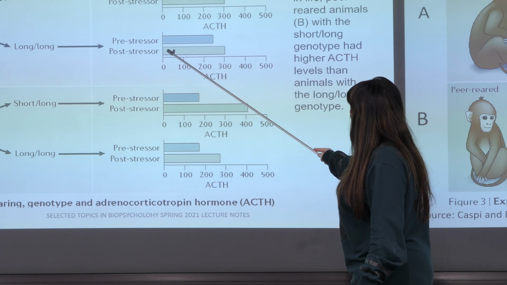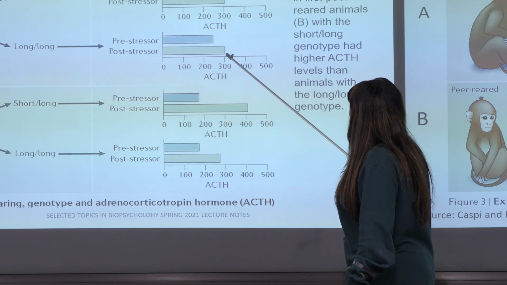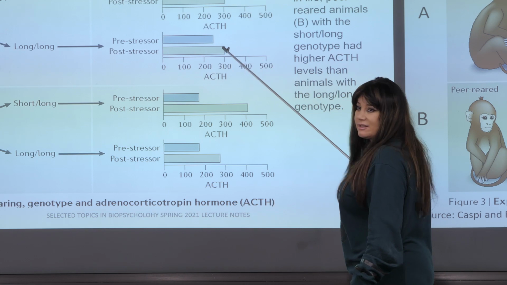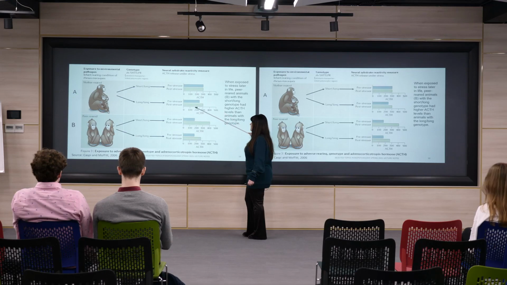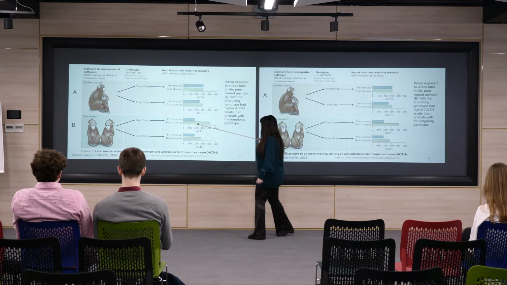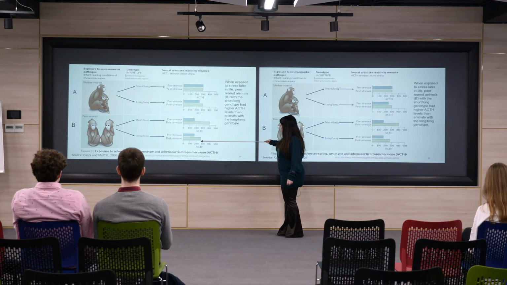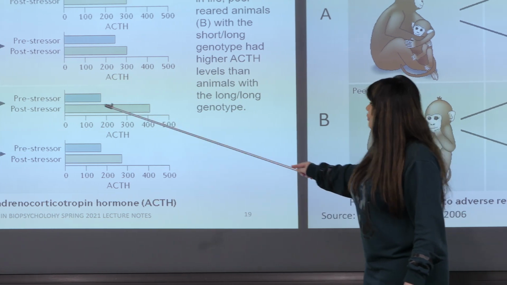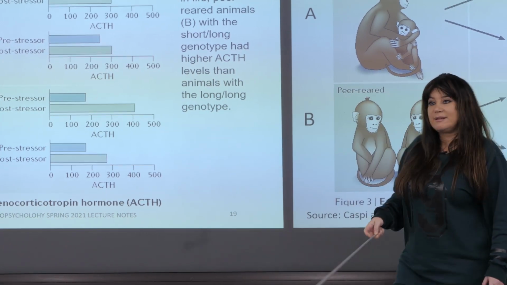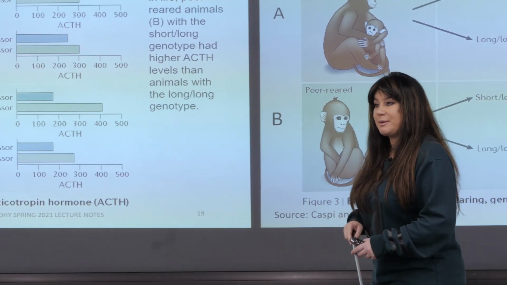But that change is not very significant between this condition and this condition. But between this and this it is very significant. And also this and this is very significant. So look at this. What do we understand from this experiment?